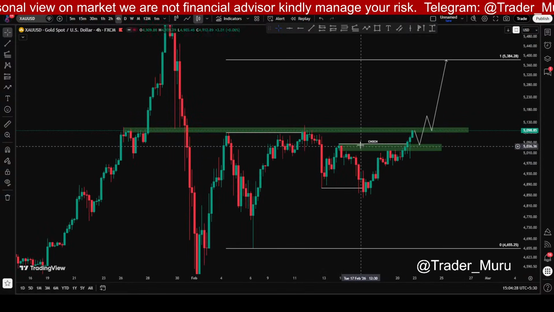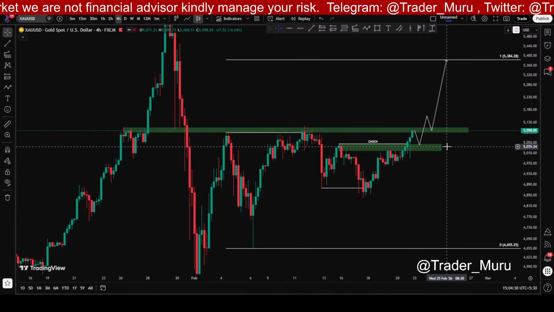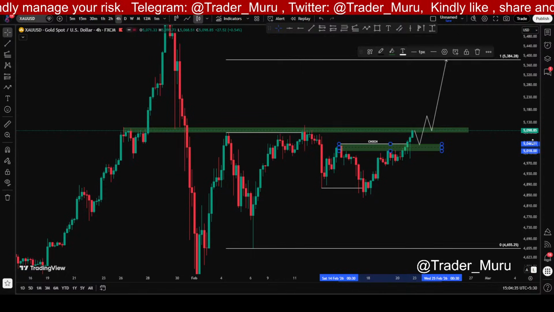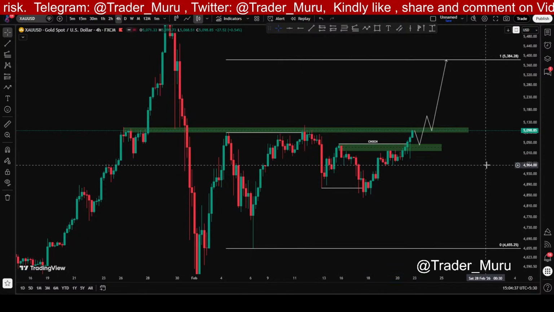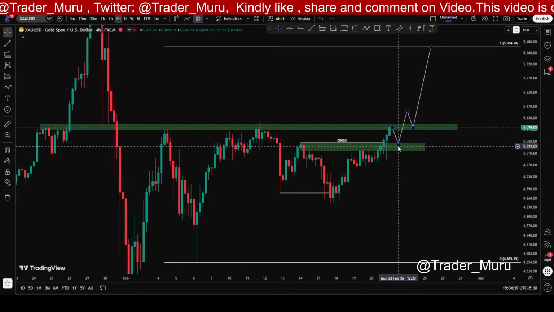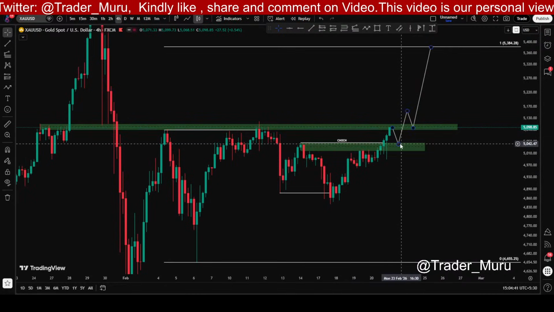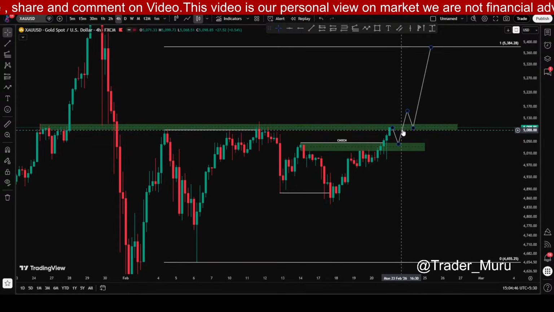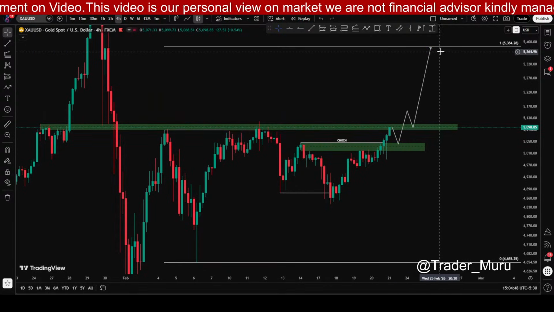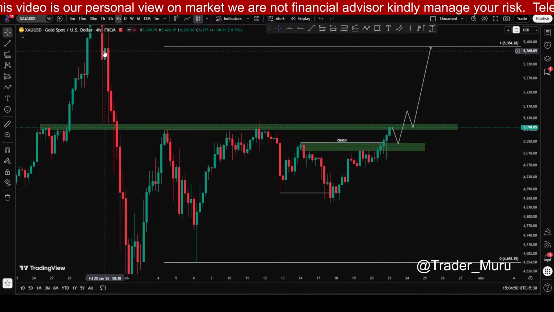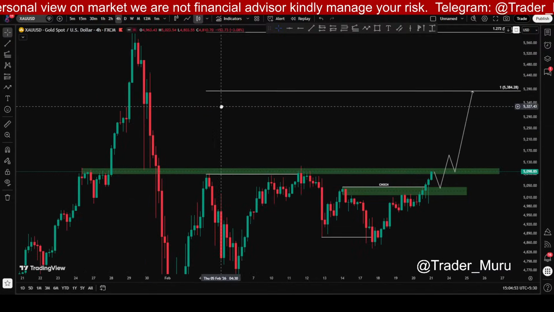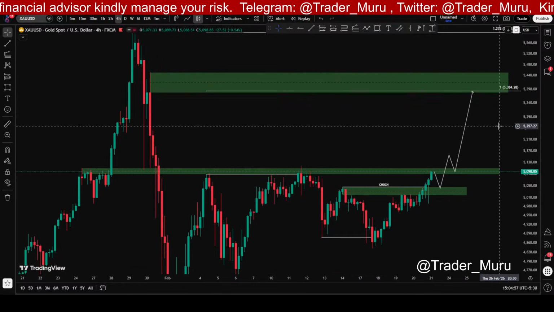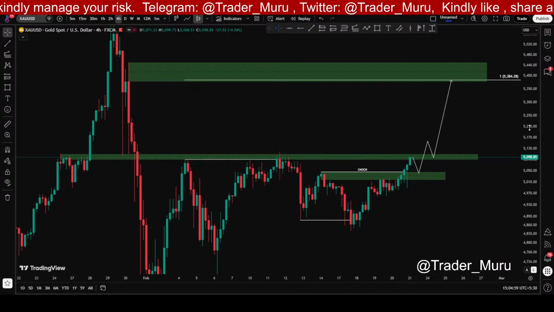First buying POI is the area of 5046 and 5018. This area is good for buy. On the retest, you can buy here and your target will be first this resistance and second will be this 5384, which is near about this supply area here. This will be our target.